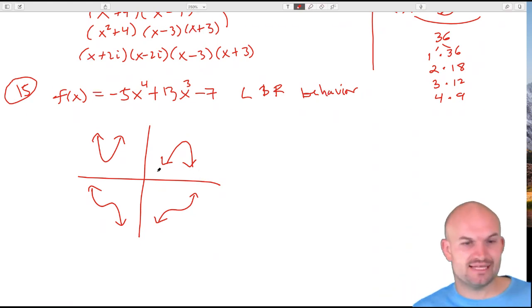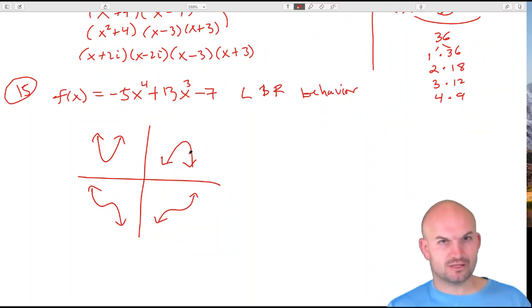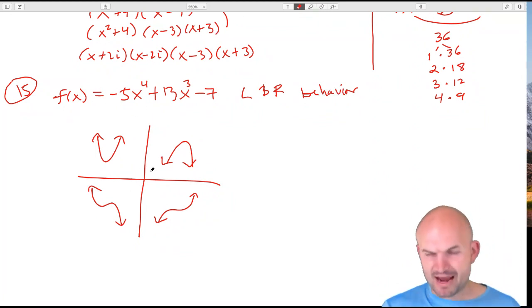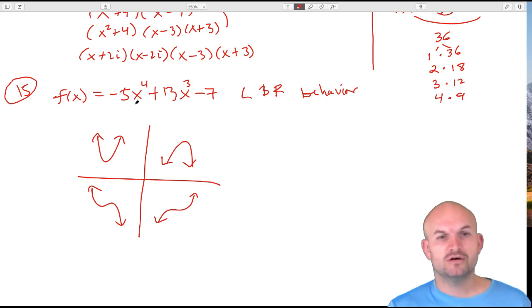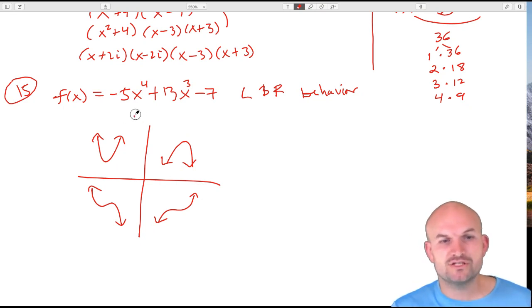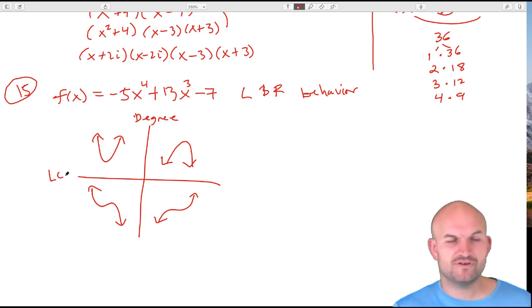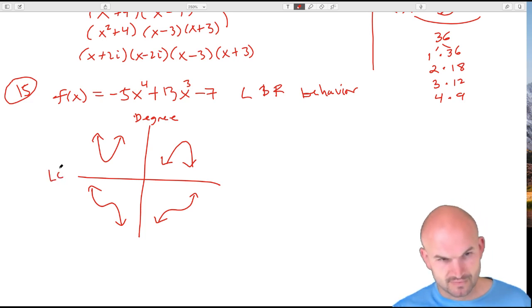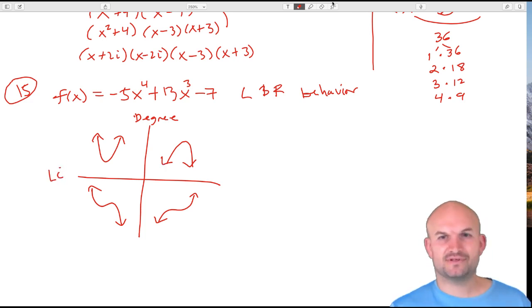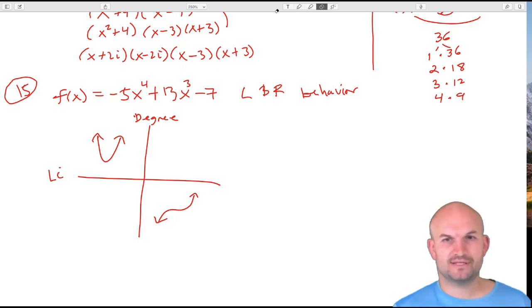Notice that these kind of look like cubics and these look like parabolas, right? And so how do you understand what the behavior is? Not by knowing the graph, but by actually looking at the equation. So what we're going to compare is our degree and our leading coefficient. That's it. I wrote those differently, so let me redo these. This is not how I like to do mine. Okay, let's do it like this.